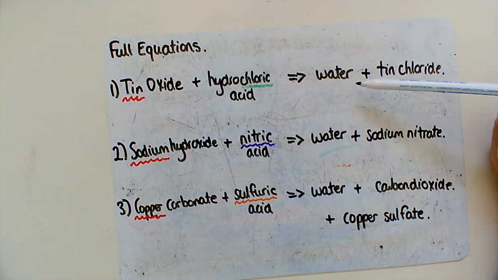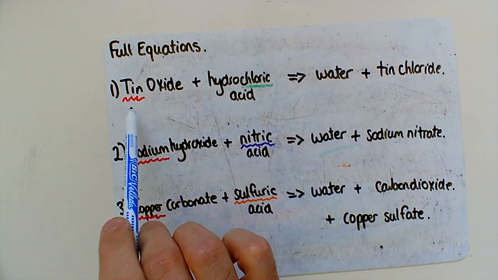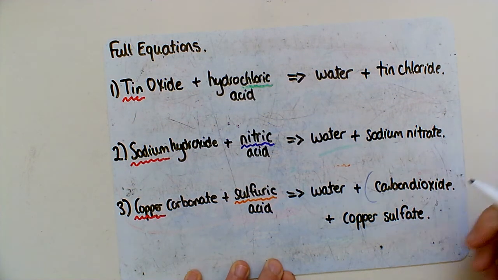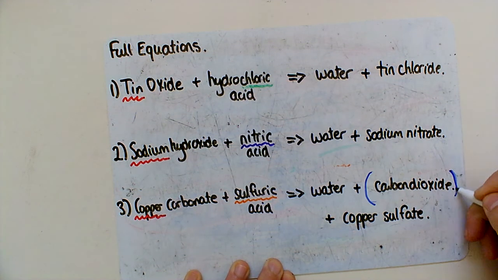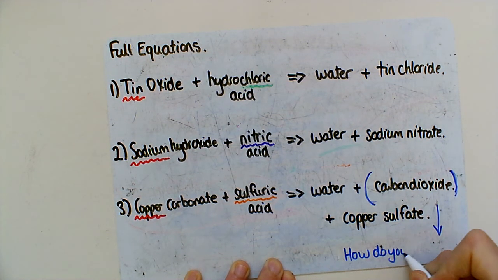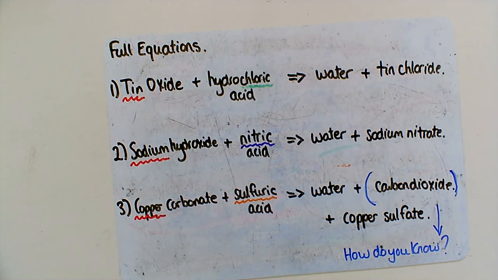Metal oxides, metal hydroxides, water and a salt. And the salt comes from the names of the acid and the metal in your base. Copper carbonate, or any metal carbonate. You get water and a salt, but you also get carbon dioxide. Now the question becomes, how do you know that you've produced carbon dioxide?